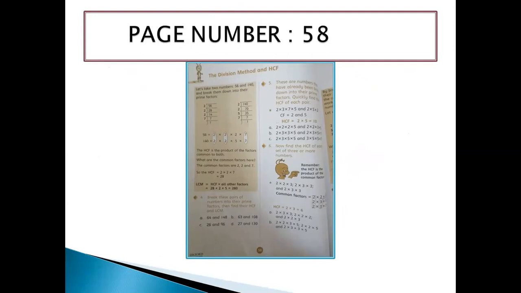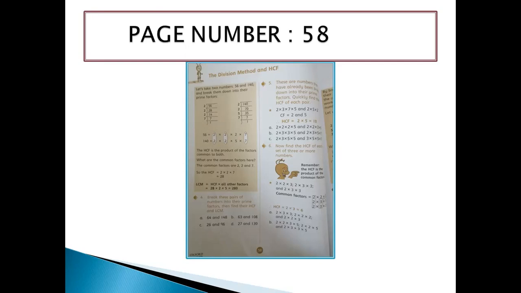Now we have page number 58 and the division method of the HCF. It means that the numbers are given to us. We simplify them by division method, and after finding the HCF, we will also calculate the LCM of the same numbers. There are 3 questions, 4, 5 and 6 on this page 58, and all the parts and all the questions of this page are included in our scheme.